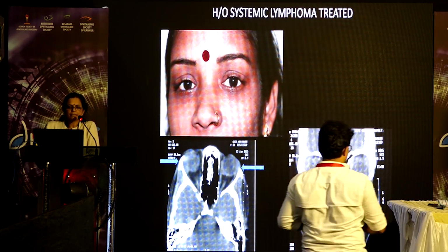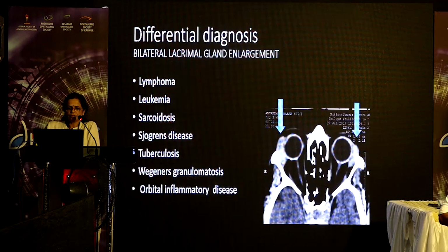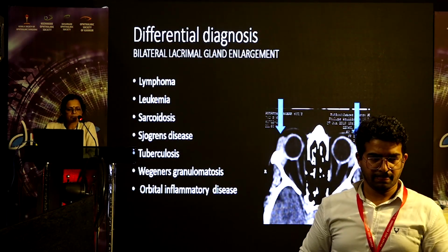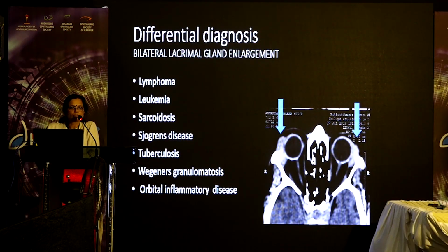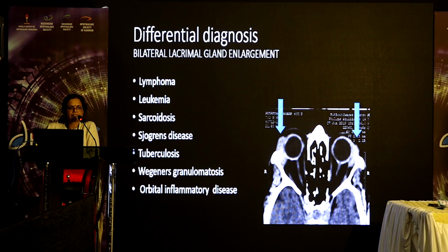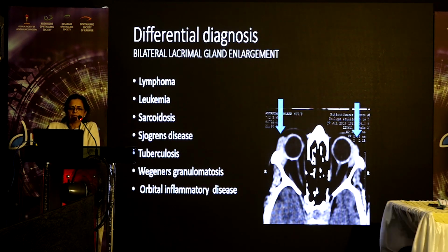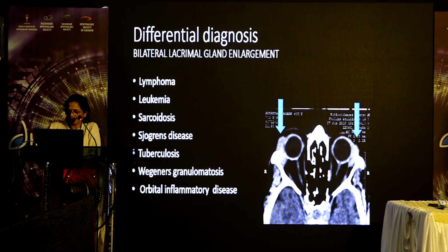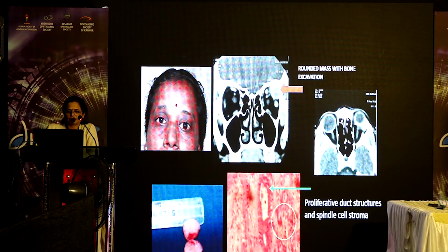Bilateral lacrimal gland masses, you should think of differential diagnosis: lymphomas, leukemia, sarcoidosis, Sjogren's disease, tuberculosis, Wegener's, orbital inflammatory disease. These are all the things which should go through your mind if there is bilateral lacrimal gland enlargement.